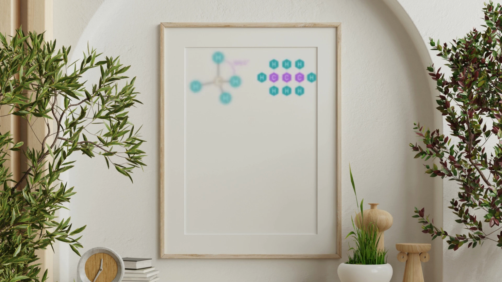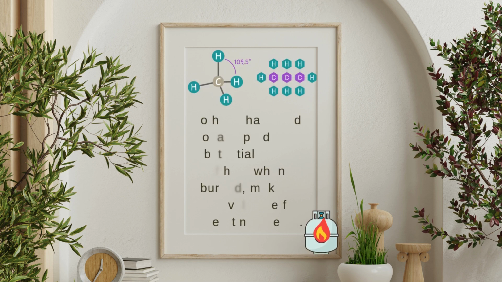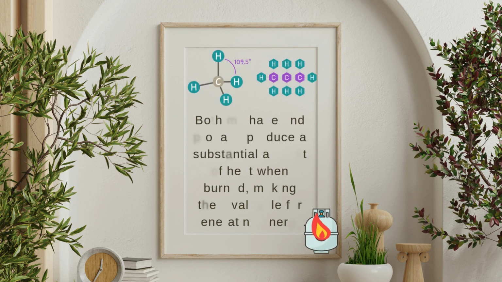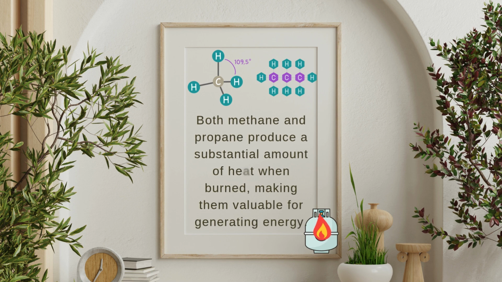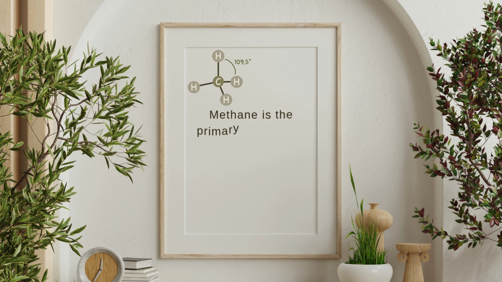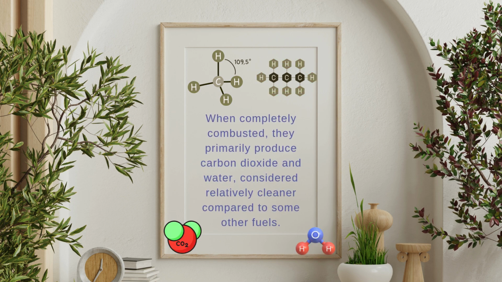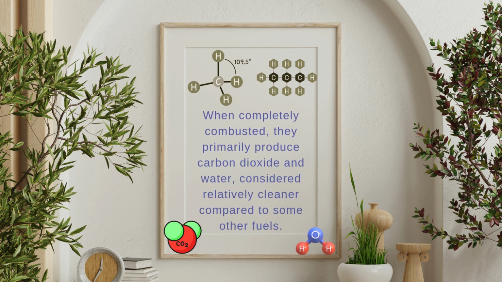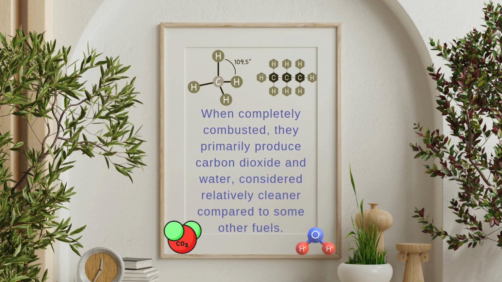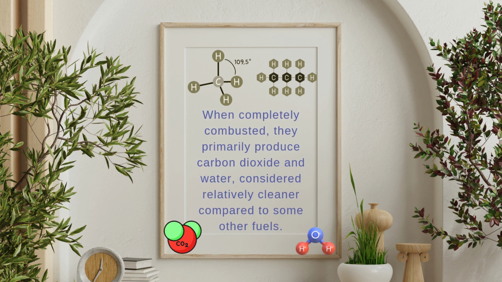Now, both methane and propane produce a substantial amount of heat when burned, making them valuable for generating energy. Methane is the primary component of natural gas, while propane is readily extracted from petroleum, making them widely accessible. When completely combusted, they primarily produce carbon dioxide and water, considered relatively cleaner compared to some other fuels.